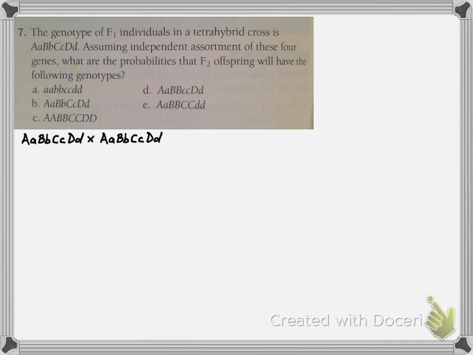And what the question is asking is, what is the likelihood of having an offspring with a certain genotype? And they've given us 5 different genotypes, and they want to know the likelihood of having an offspring with that genotype as a result of this tetrahybrid cross. Okay, so let's do question number 1, write that out.